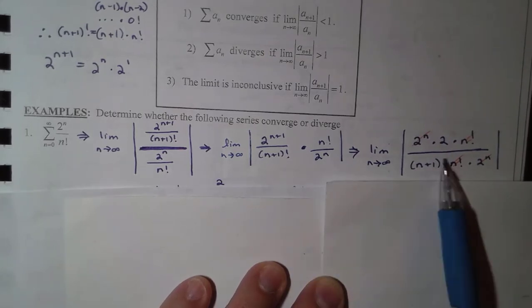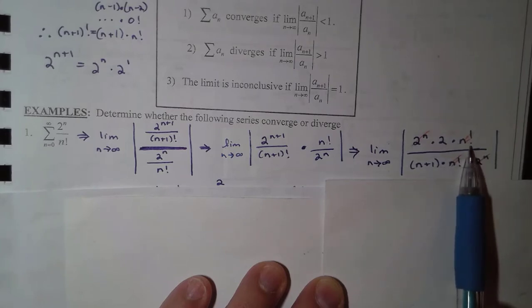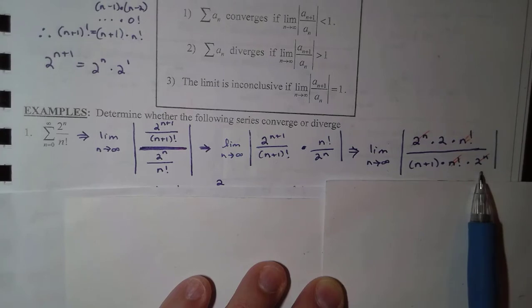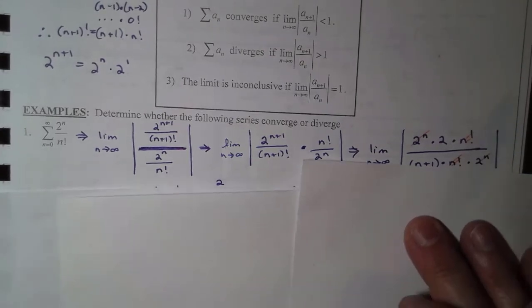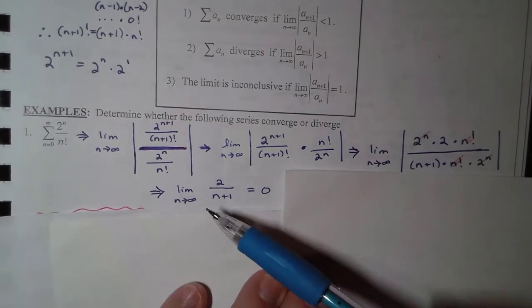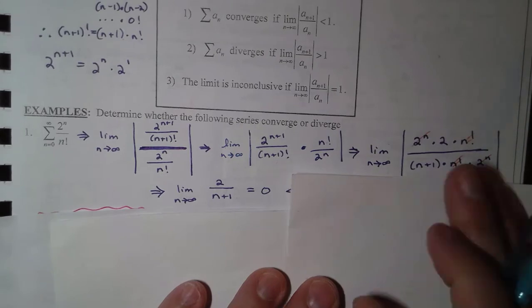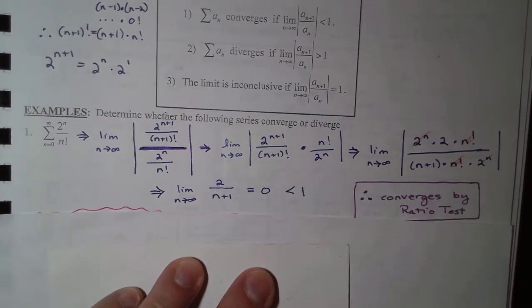Now let's look at what we have. I have 2 to the n times 2 times n factorial on top. I have n plus 1 times n factorial times 2 to the n on bottom. Notice my 2 to the n's cancel, my n factorials cancel, and we are left with this. And the limit as n goes to infinity is 0, which is less than 1. So by the ratio test, this series converges.